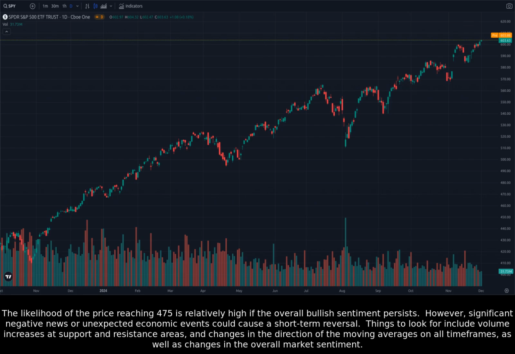However, significant negative news or unexpected economic events could cause a short-term reversal. Things to look for include volume increases at support and resistance areas and changes in the direction of the moving averages on all timeframes, as well as changes in the overall market sentiment.